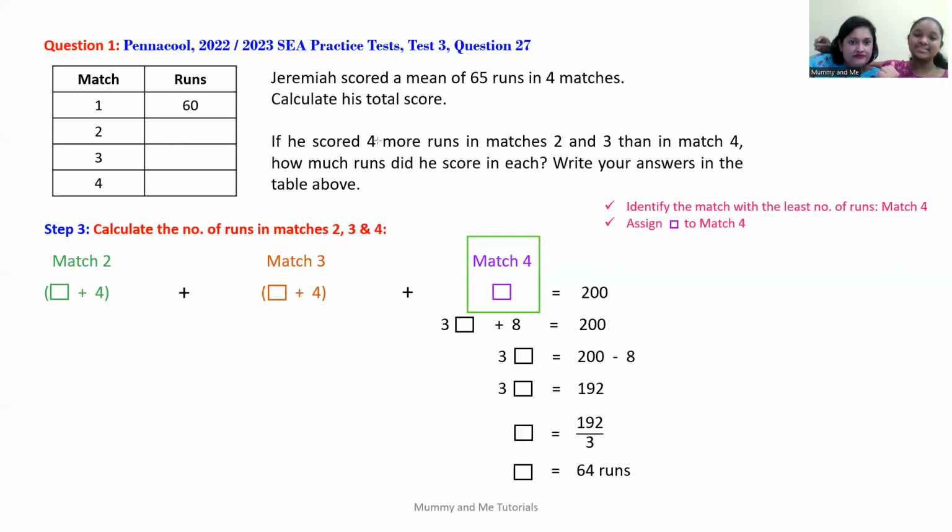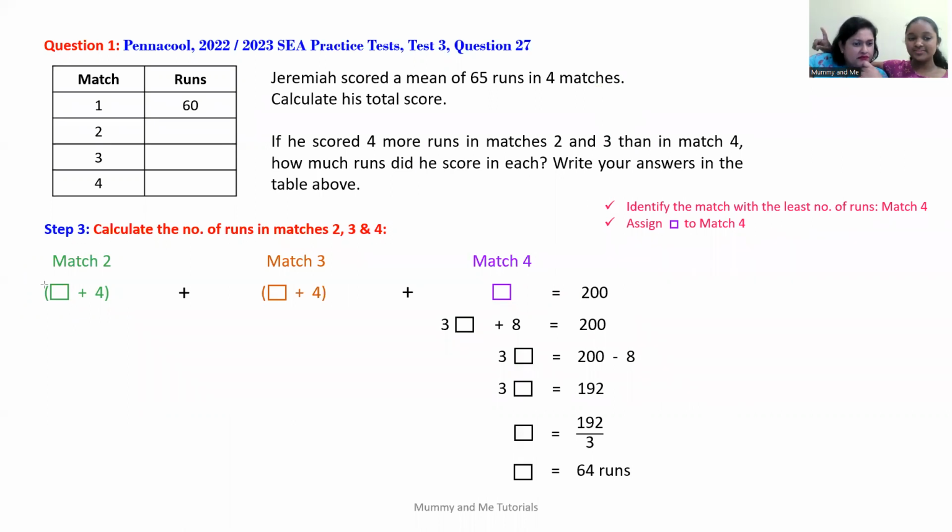And the question says that Jeremiah scored 4 more runs in matches 2 and 3. Therefore, in match 2, he scored the same box that he scored for match 4, plus an additional 4 runs. And then, in match 3, he also scored the same box that he scored in match 4, plus an additional 4 runs. And then we know the sum of the number of runs in matches 2, 3, and 4 were 200 runs. Okay. So how do we add this now?